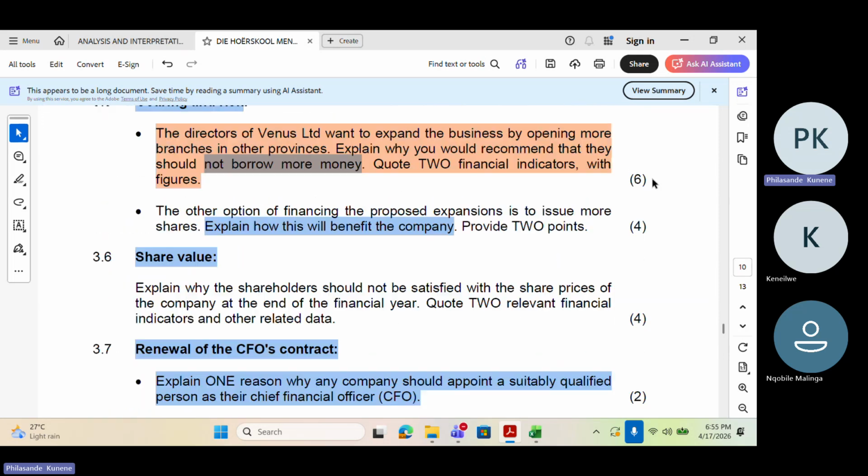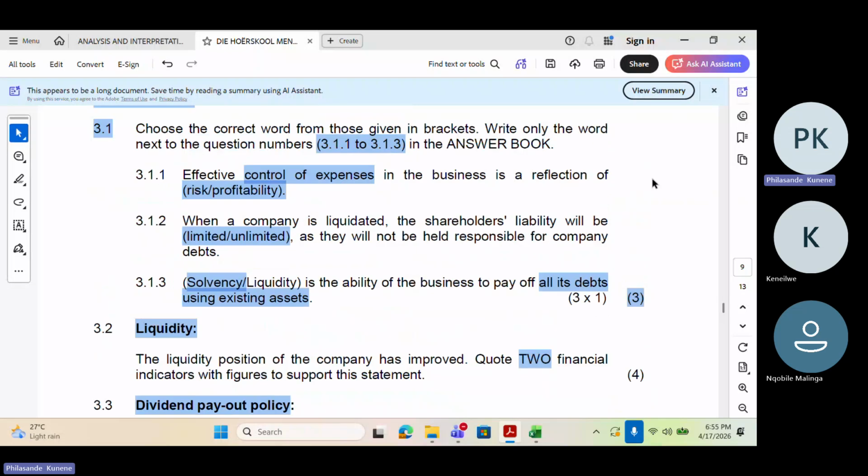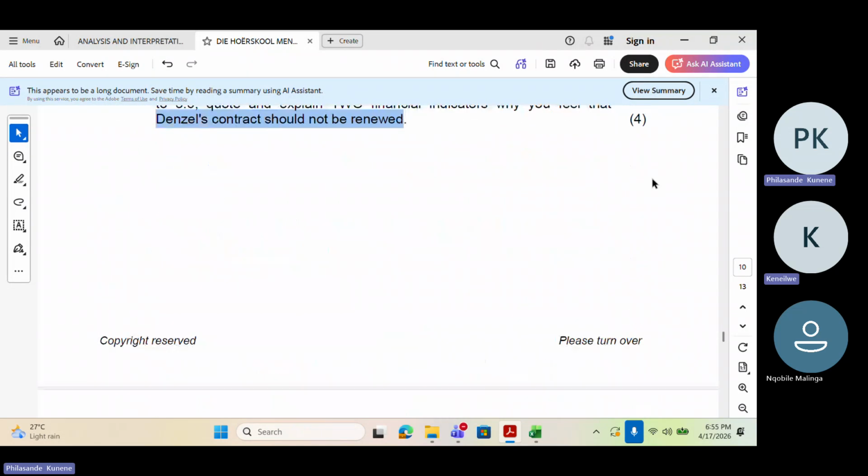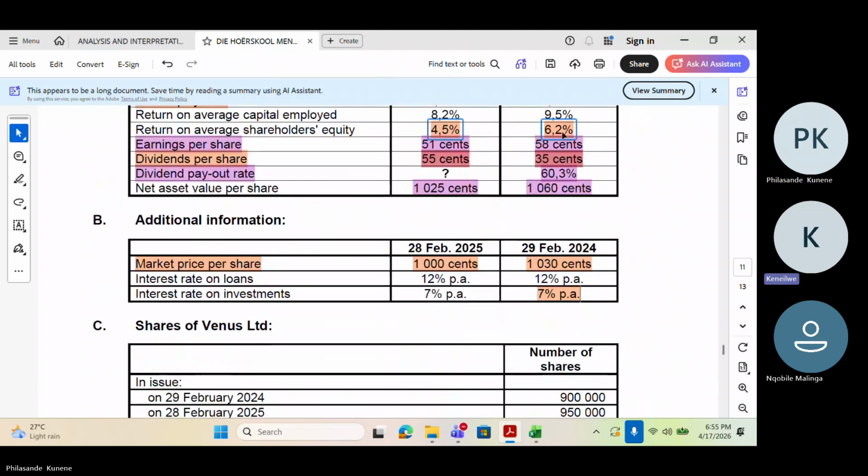What kind of a company is this? They said it is Venus Ltd. If you look at this company here, what is happening? The return is 6.2%. But the investment in the bank is 7%. I'll rather take my money and invest it in the bank. The aim of investing in the company is so that I can get more return as a shareholder. But if I still get less than what the bank can give me, why am I not taking my money straight to the bank?